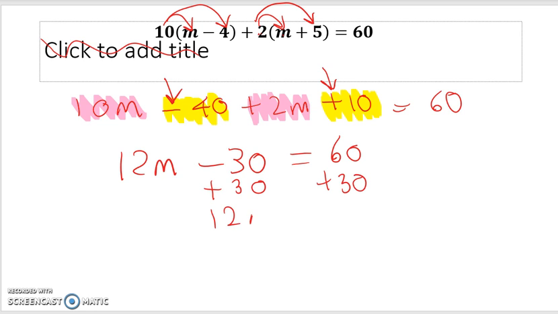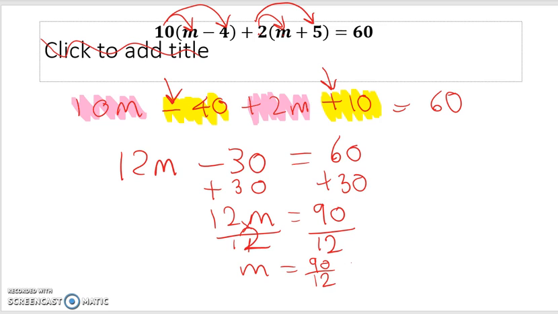So I get 12m equals 90, and I'll reverse the times by 12 by dividing by 12, and that gives me m equals 90 on 12. Now this is an equation where I could reduce it by dividing the numerator and denominator by, maybe more than that actually, I might divide by 6, not 3. 6 goes into 90 15 times, and 6 goes into 12 2. So we get m equals 15 on 2, or 7.5. Any of those answers is fine.